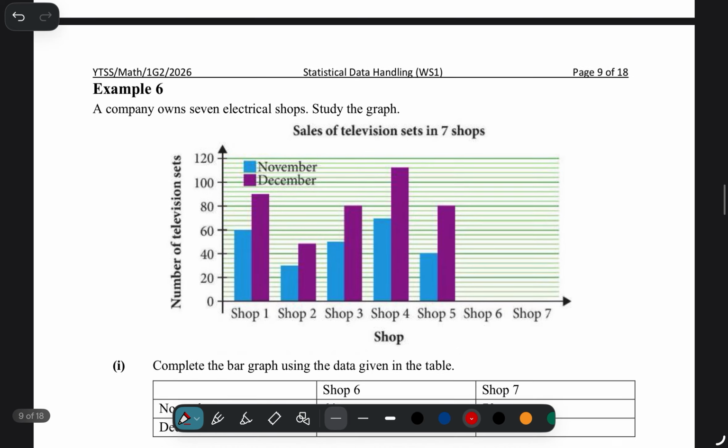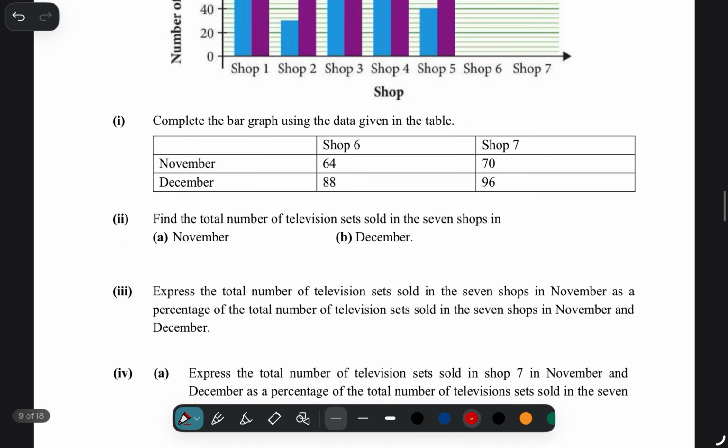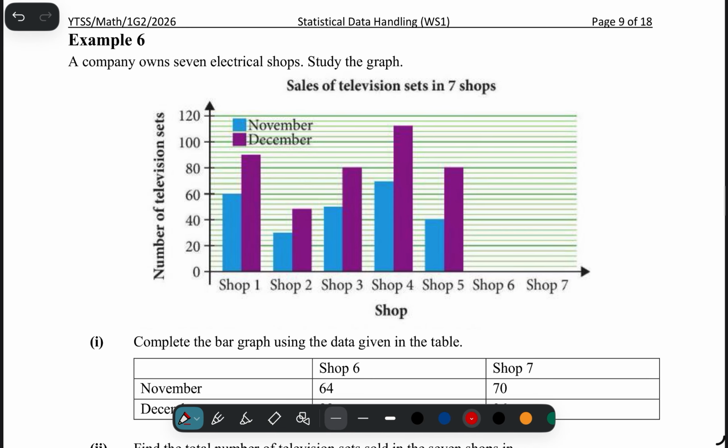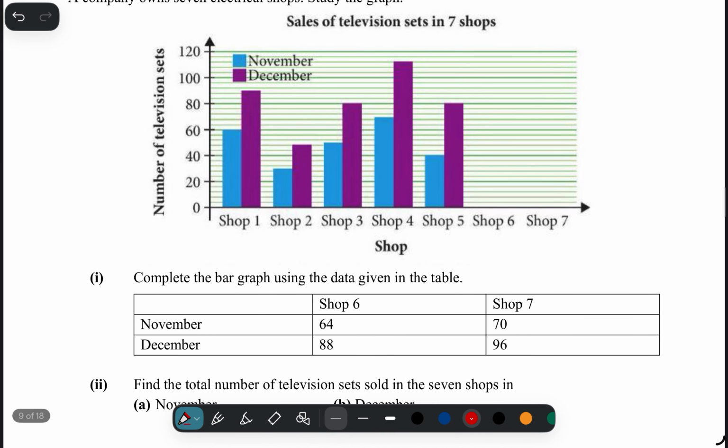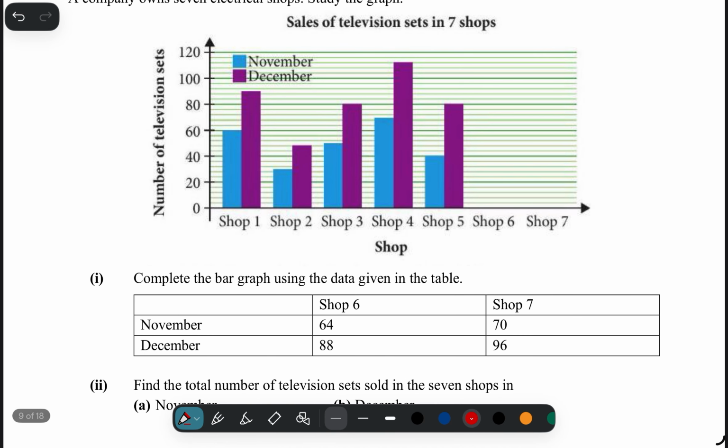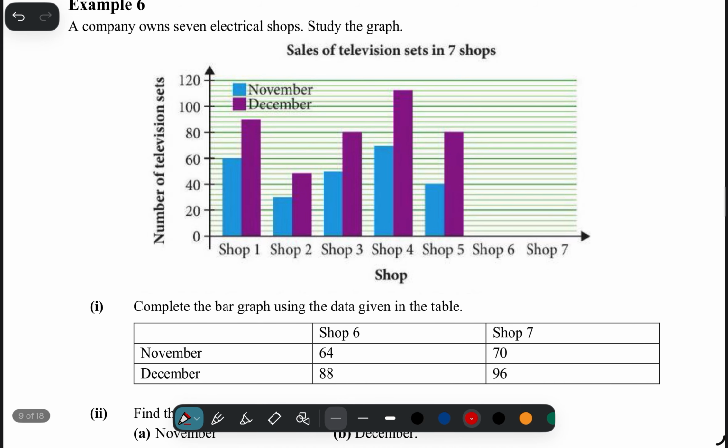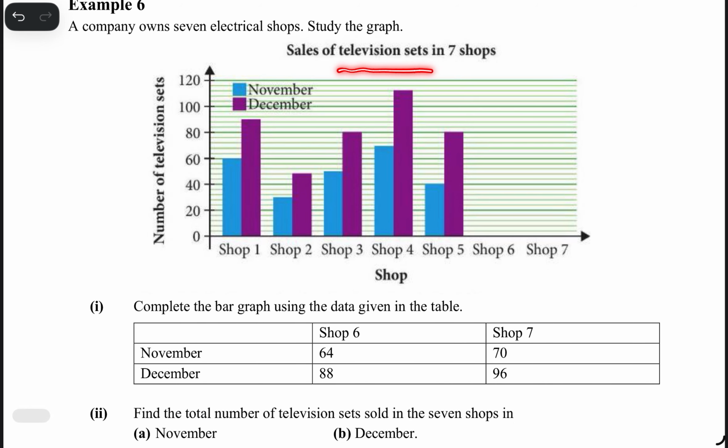Alright, let's now look at the last example for the use of bar graphs over here, example number 6 on page 9. Okay, can I get you to go and try by yourself first? Complete the bar graph using the data given in the table here. In this question, I have sales of television sets in 7 shops. The blue color bar represents November, purple color bar represents December. So using this data here, go and complete the data in this table.